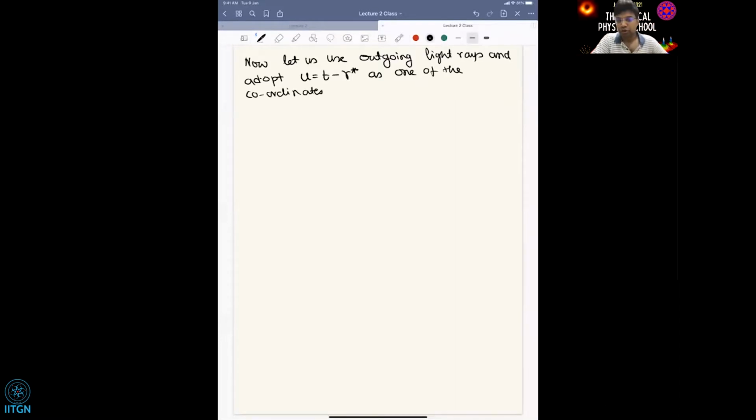Okay. So earlier, instead of t, r, theta, phi, we were using v, r, theta, phi. Here we will use u, r, theta, phi. The u equal to constant surfaces again represent outgoing light rays. So if we move along a u equal to constant surface, we move along the outgoing light rays.